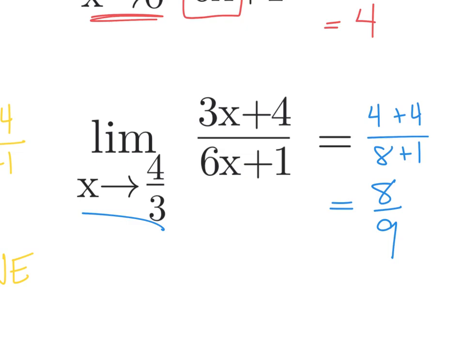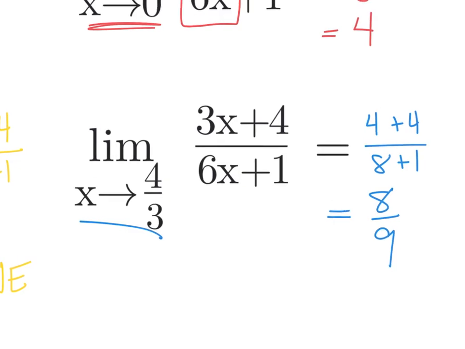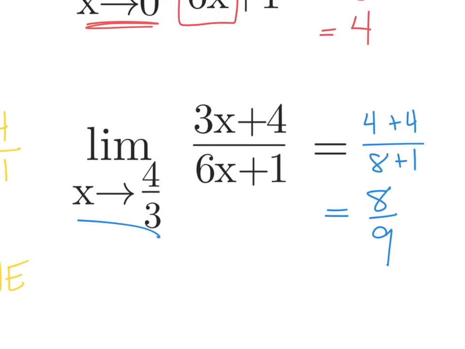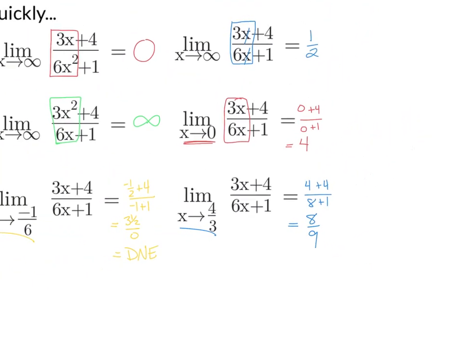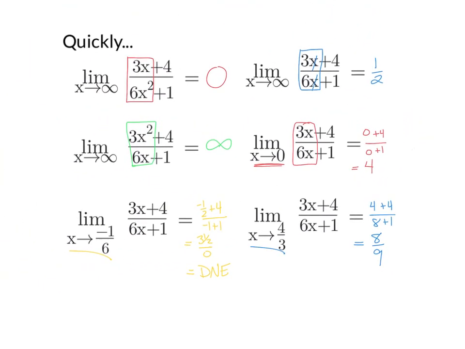Okay? And that's how you can run through a bunch of limits fairly quickly. Pay attention to two things. What we're taking the limit of, as well as what we're letting x approach. If x is approaching infinity, then we pay attention to degrees. Right? If x is approaching 0 or any other number, then you're going to just try and plug things in. If you end up with that number over 0, it does not exist.